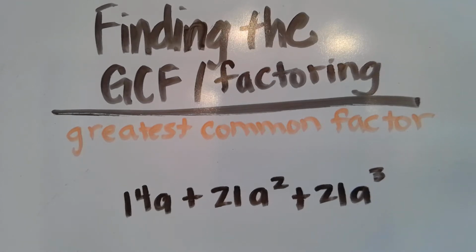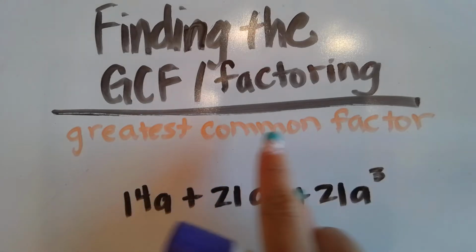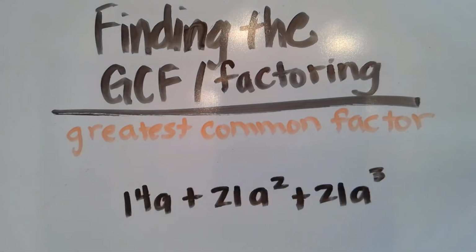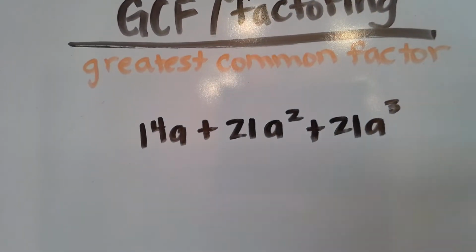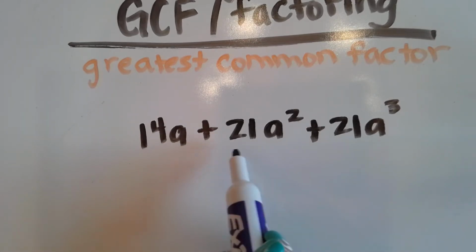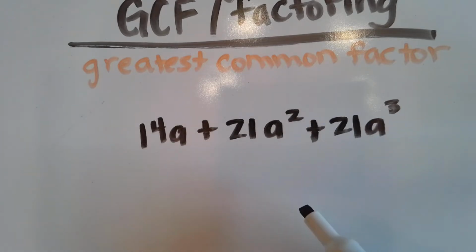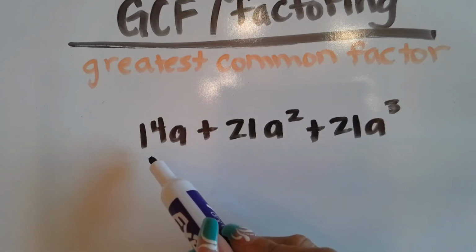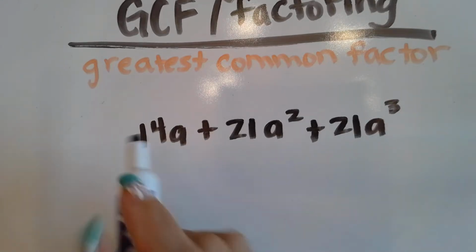Everyone, so we're going to continue our lesson on finding the GCF, or the greatest common factor. So we're factoring here, okay? So let's go ahead and look at our example here. We have three different terms: 14a plus 21a squared plus 21a cubed. When we are factoring, we've got to think of division. What number can go into all three of these terms?